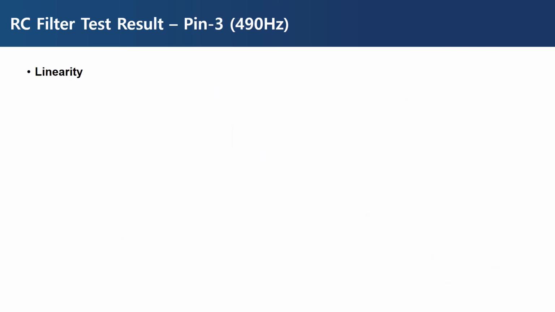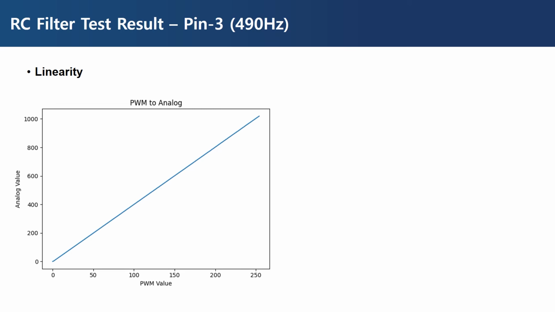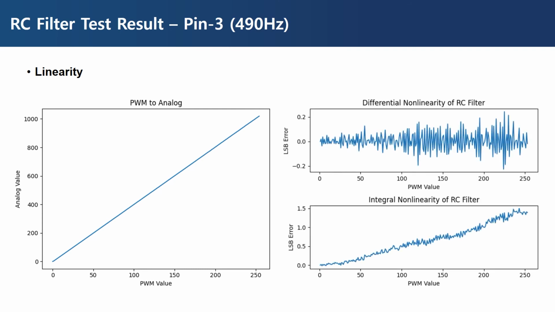Let's look at the linearity of the analog signal. In the figure on the left, the relationship between the PWM value and the analog signal is represented by a straight line, in other words, it has a linear relationship. Also, if you look at the differential nonlinearity, it does not exceed 1 LSB, so the design of the RC filter seems to be well done. For the integral nonlinearity, however, the accumulated error increases as the PWM value increases, and does exceed a 1 LSB error, which can be easily compensated by multiplying by a small value before applying the PWM value.